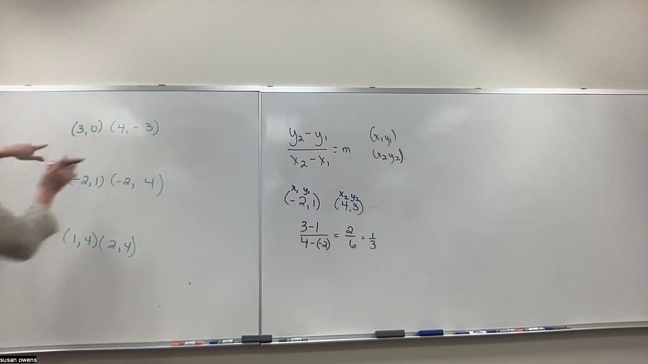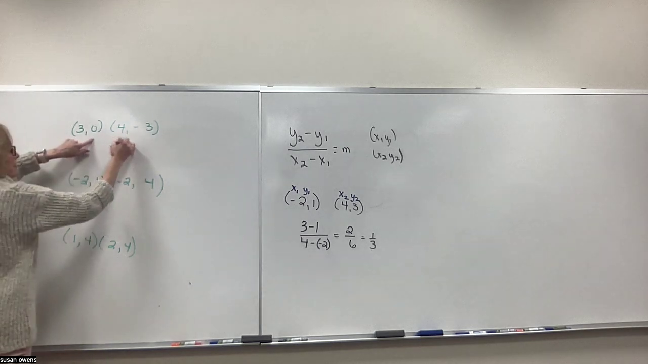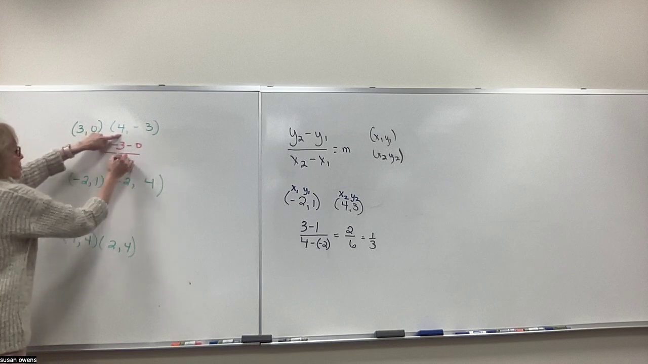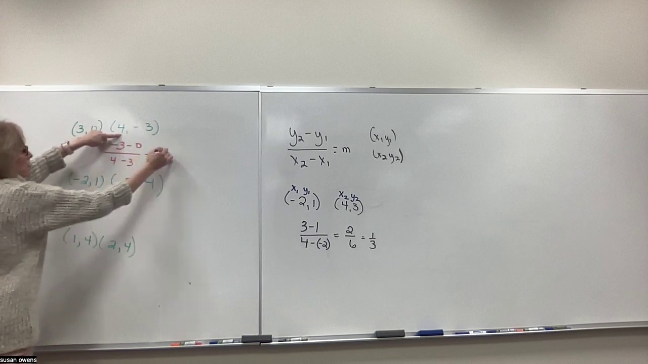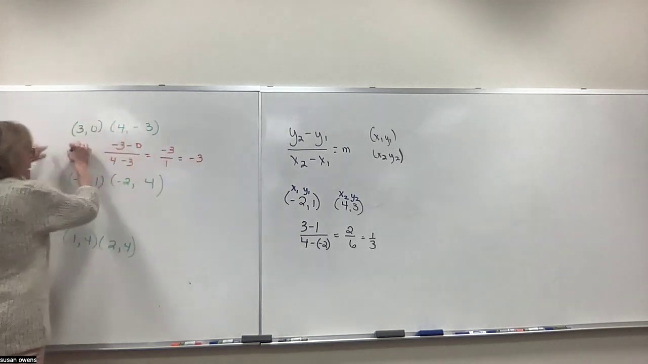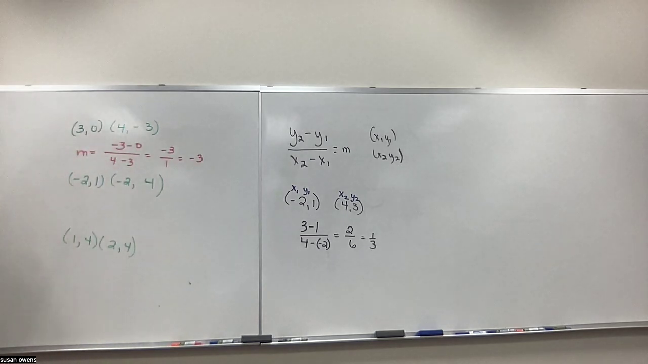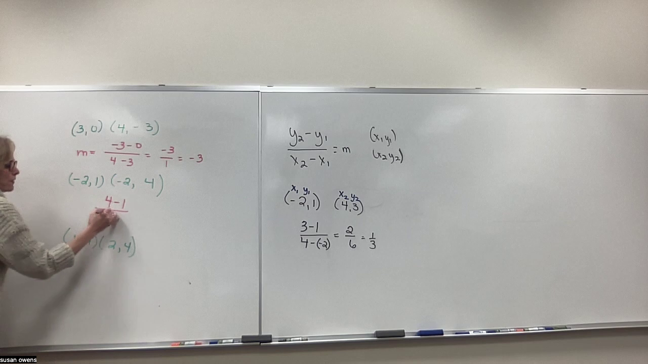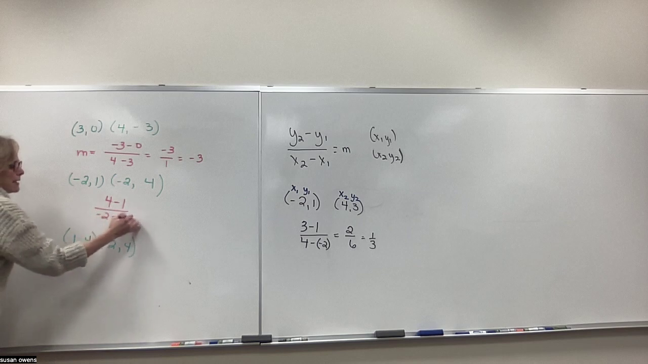Okay. All right, so y2, so -3 minus 0 divided by 4 minus 3, which is -3 over 1 or -3. And this is m, so we want to put m equals. Okay, if you left it -3 over 1, I wouldn't count off, that's fine. Computer might not like it very much, but all right, this one, so it's 4 minus 1 over -2 minus -2.